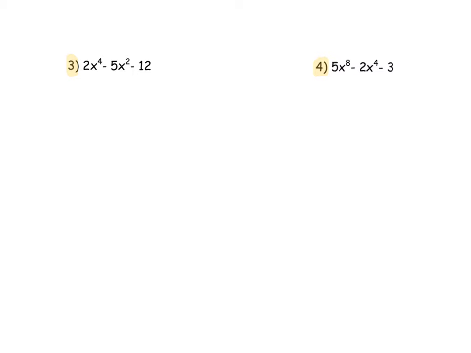Okay, so for number 3, you had to go straight to multiplying the first term and the last term. So we have 2x to the 4th and negative 12. So that's negative 24x to the 4th. And the pair that added to a negative 5x squared was 8x squared and 3x squared, but a negative 8 and a positive 3.